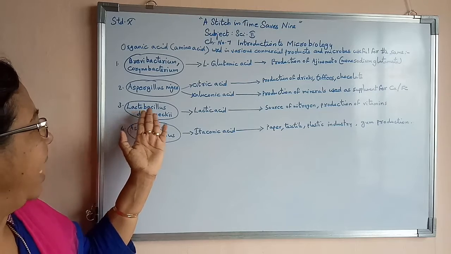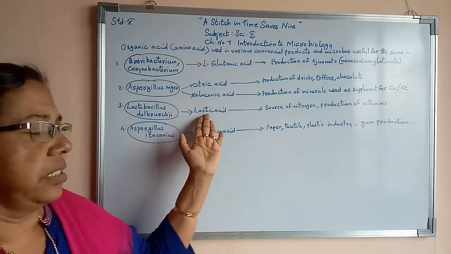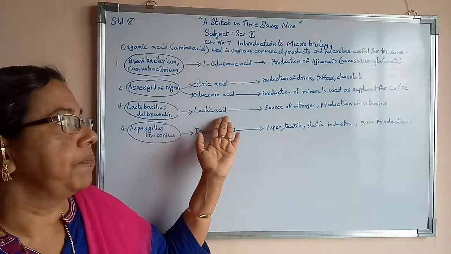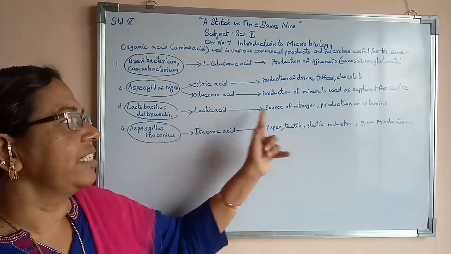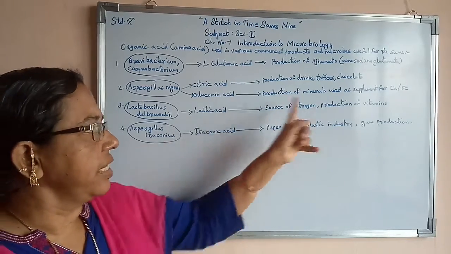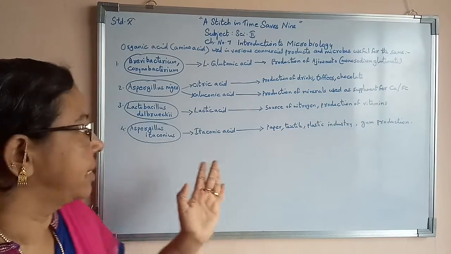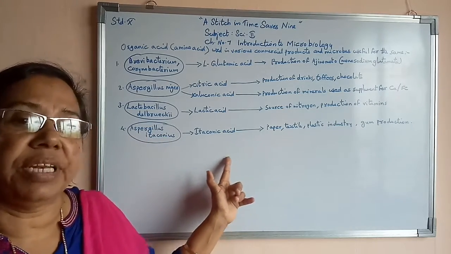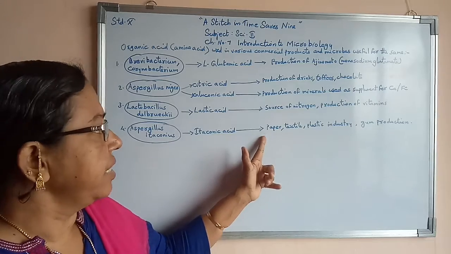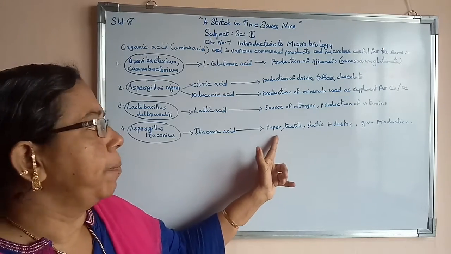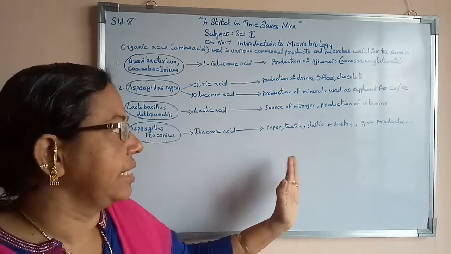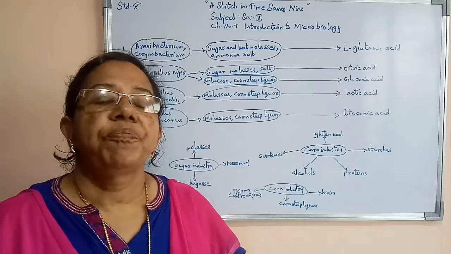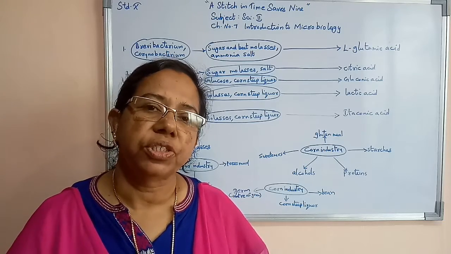Other one, now Lactobacillus delbrueckii is utilized for the production of lactic acid, and this lactic acid is a source of nitrogen as well as it is utilized for the production of vitamins. Aspergillus itaconius is utilized for the production of itaconic acid. It is used in the paper, textile and plastic industry as well as for the production of gum.